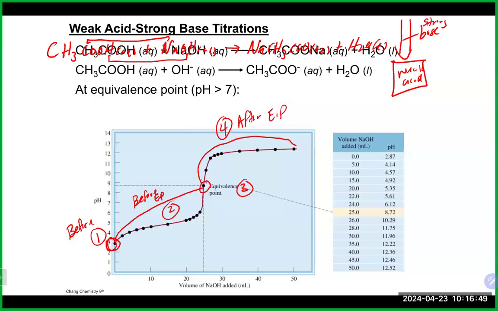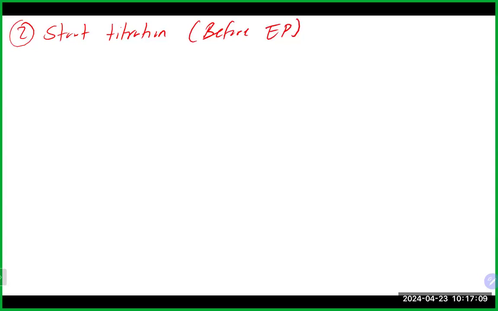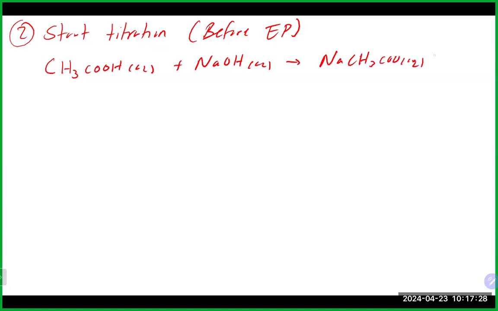All right, then let's talk about the second part, which is we are going to actually start the titration here, and we'll be before the equivalence point. So when we do the titration and we start it, we will get a reaction. So we will need a reaction that's going to occur. We'll have a little acetic acid, we'll have our sodium hydroxide, and once again, that's going to create our sodium acetate in this case, and our water.